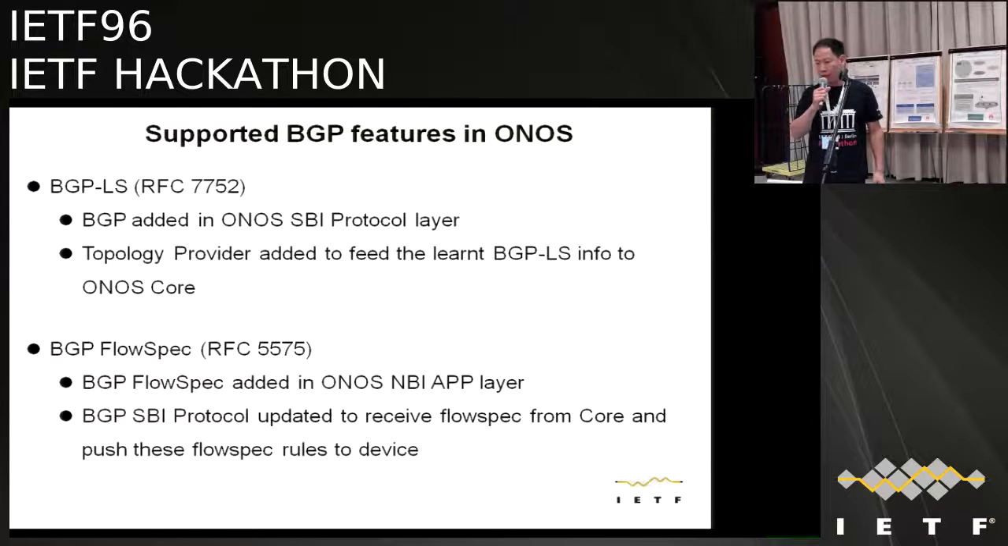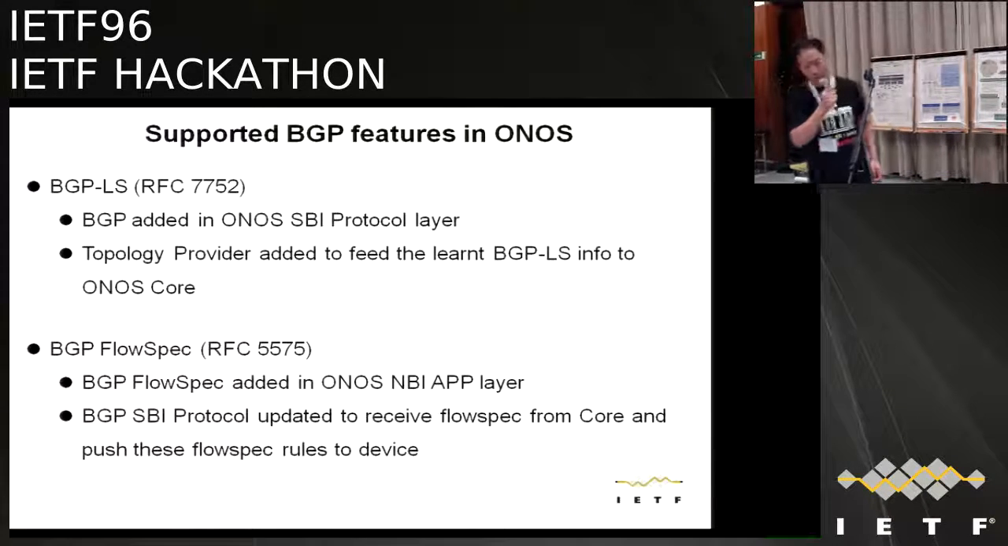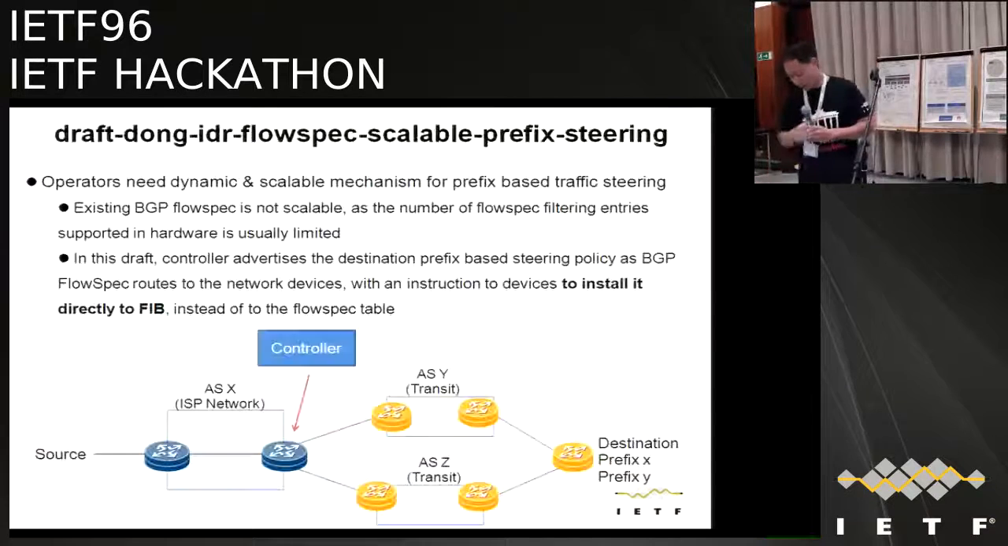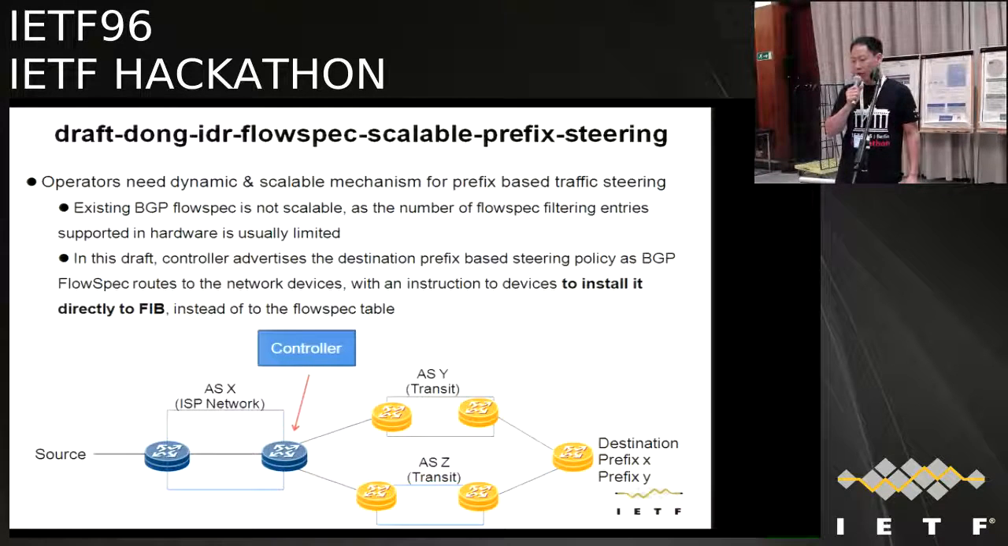Our implementation is based on the ONOS. ONOS had already supported some BGP-related features, such as the basic BGP link status and the basic BGP flow spec. So what did we do?